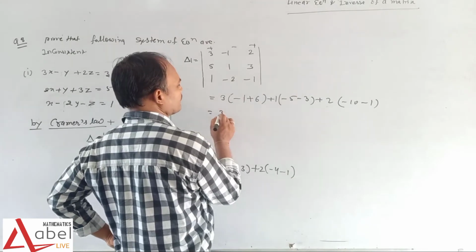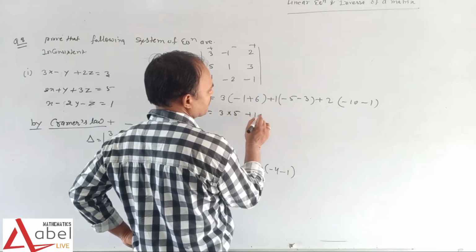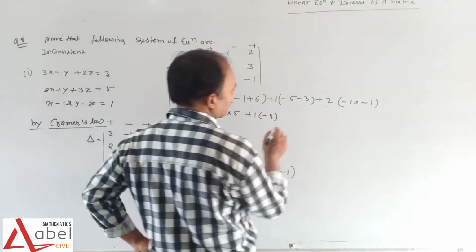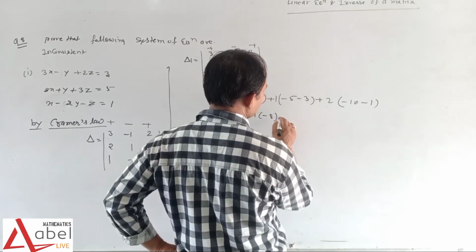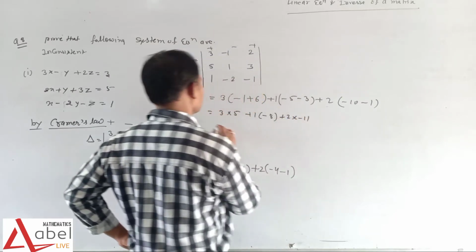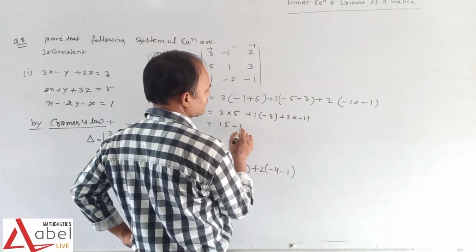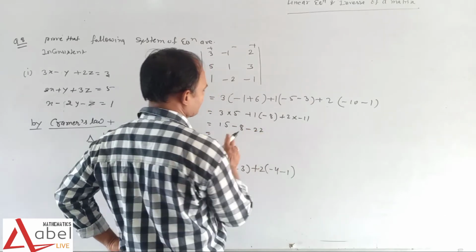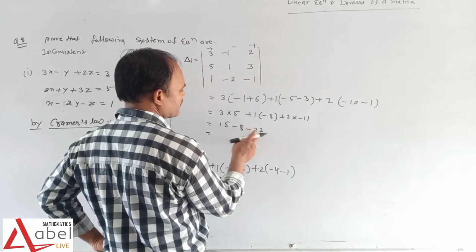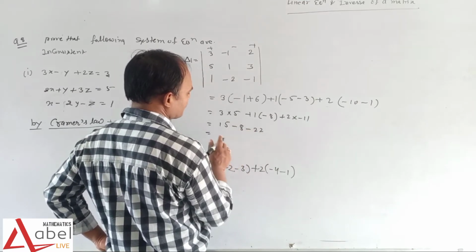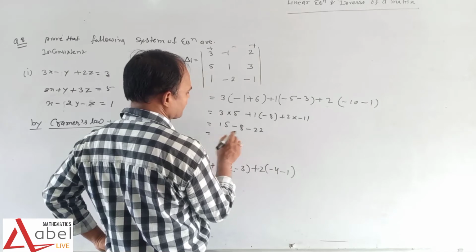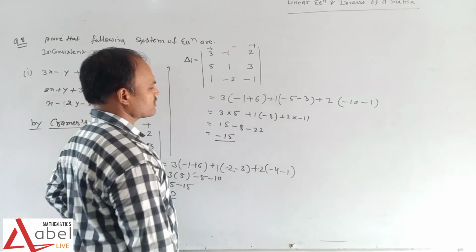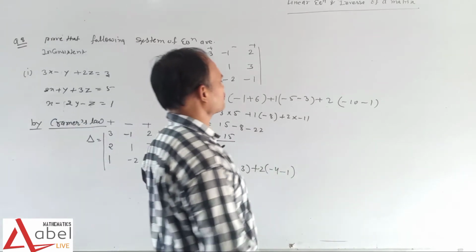Okay students, it is 3 and 5 plus 1 and minus 8 and minus 11, 2 into minus 11. So it is 15, minus 8 and minus 22. So 15 minus 8 is 20 and 15 and 30. So we can say 15 minus 30, so it is minus 15. Okay students, now we are going to solve delta 2.